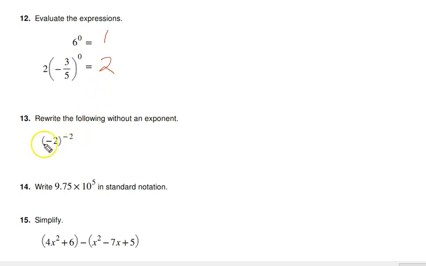Now here they're asking us to write this without exponents. We can convert the negative exponent to a positive exponent just by moving this down to the denominator.